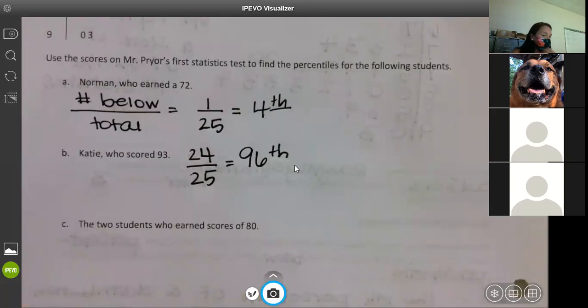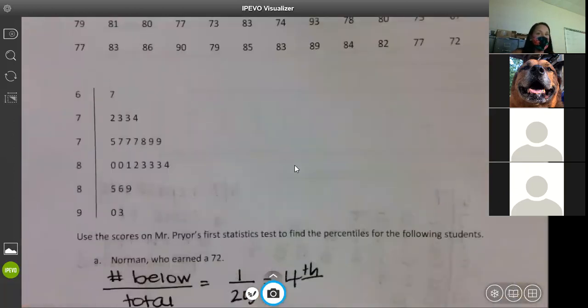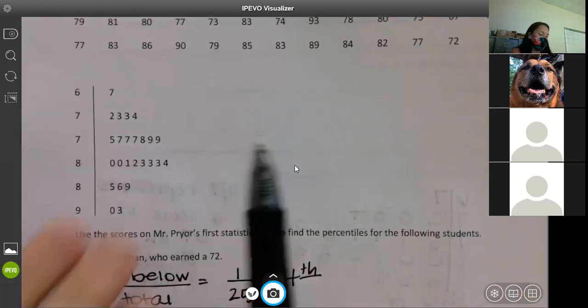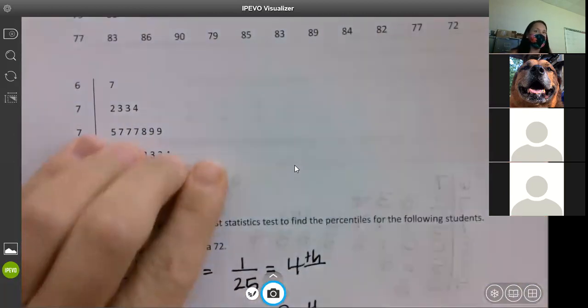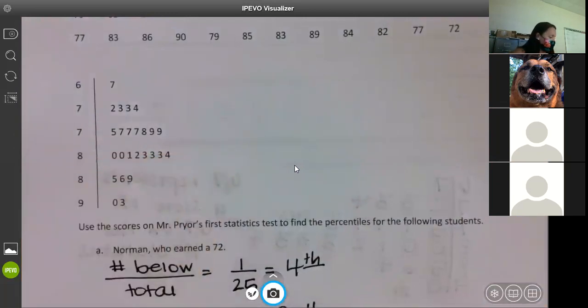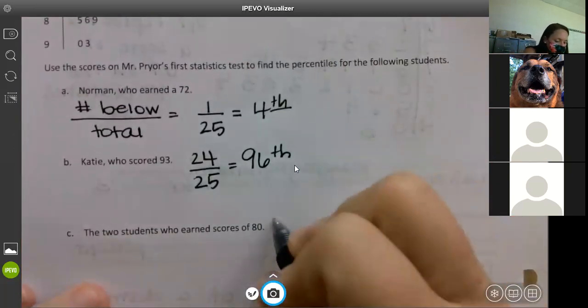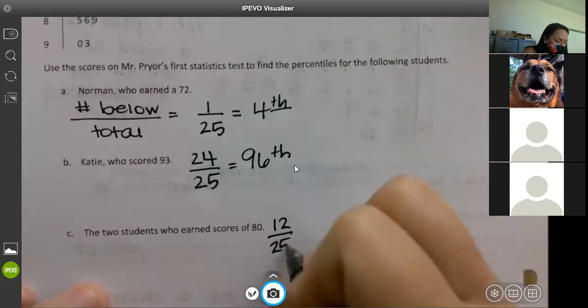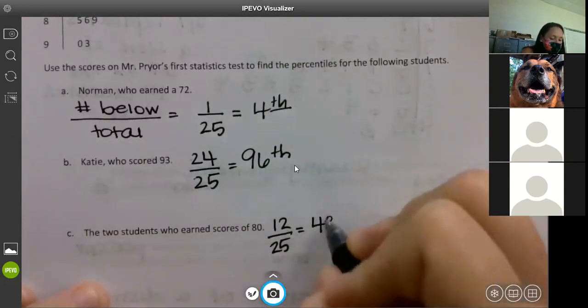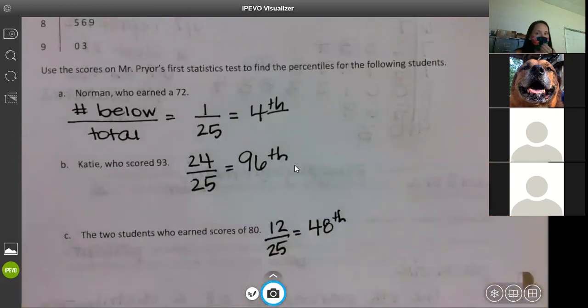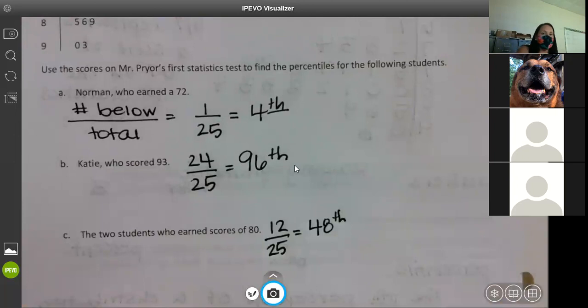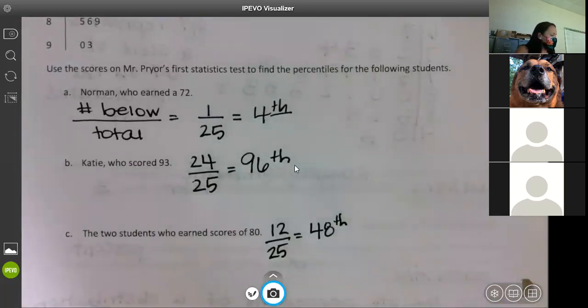All right. So the 2 students who earned scores of 80. Here's the 80. We don't worry about anything other than these scores right here. So how many were below 80? 12. So we would do 12 out of 25. And both of them would be in the 48th percentile. That's it. That's how you find percentiles. It's really simple. Remember, it's always the number below what you want.